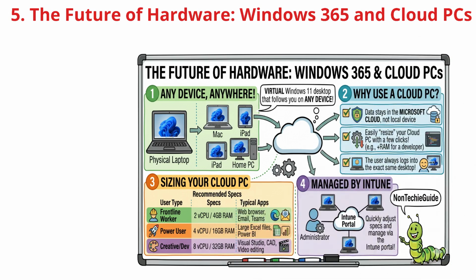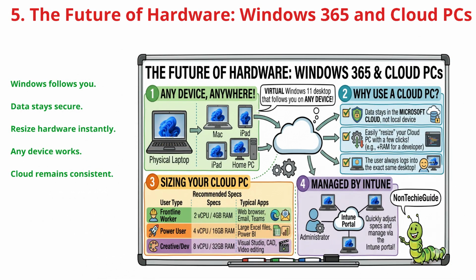The future of hardware isn't a physical laptop at all. It's in the cloud. Windows 365 provides a virtual Windows 11 desktop that follows you everywhere. Whether you're on a Mac, an iPad, or your home PC, your work is exactly where you left it. Because it lives in the Microsoft cloud, your data is more secure than ever, never actually touching the local device. It's also incredibly flexible. Need more power for a big project? Administrators can resize your virtual hardware with just a few clicks in the Intune portal. From frontline workers using basic web apps to developers running heavy code, there's a cloud PC size for everyone. It's consistent, secure, and ready whenever you are.